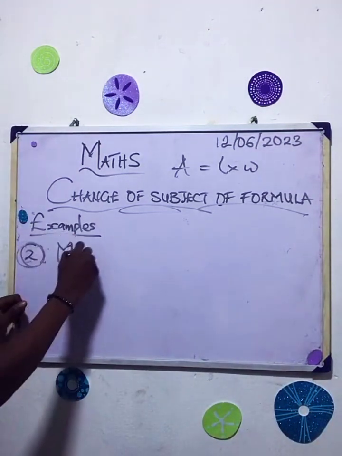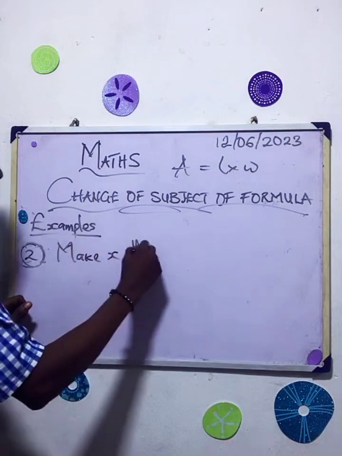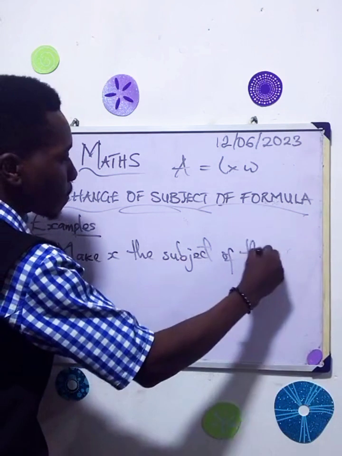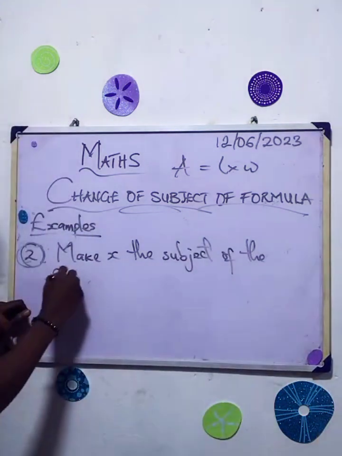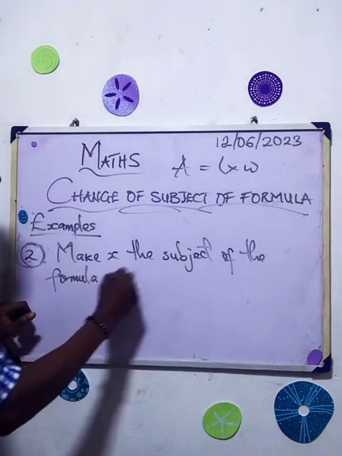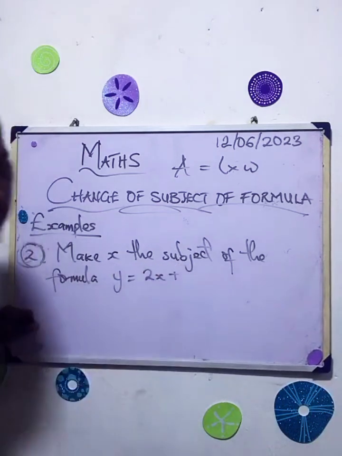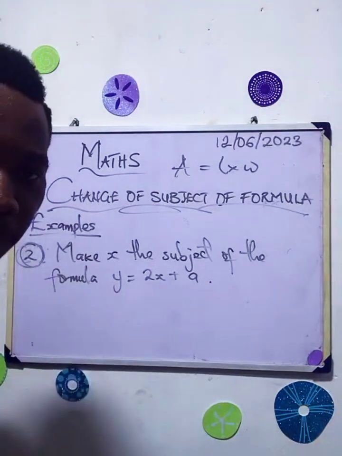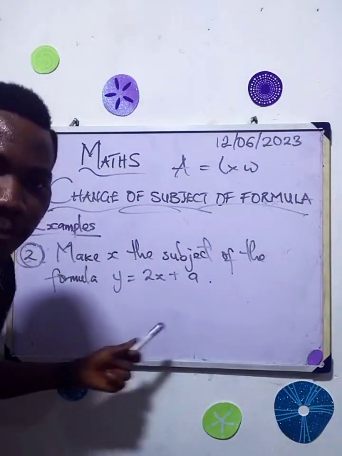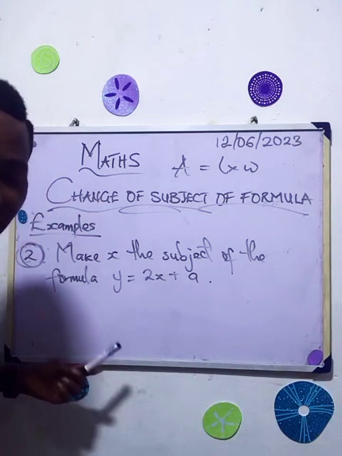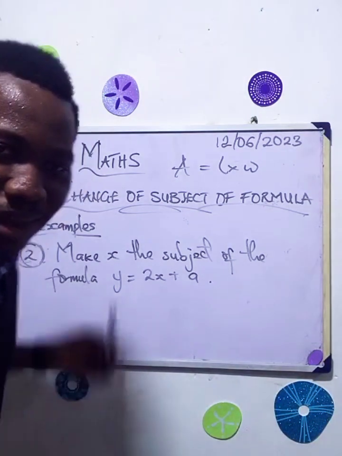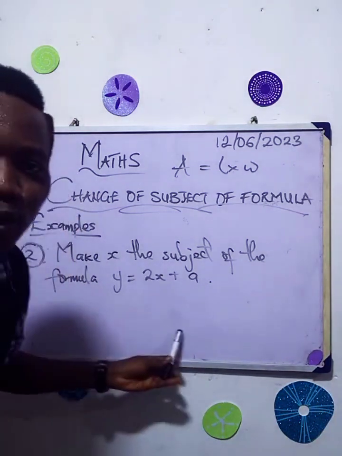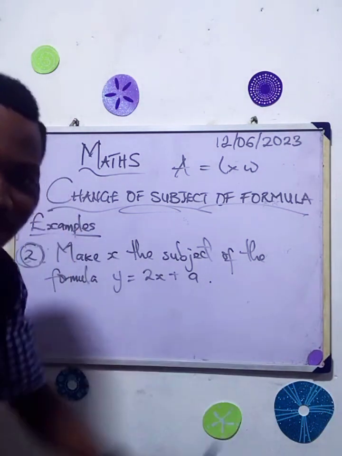Make x the subject of the formula. Y equals 2x plus a. Make x the subject of the formula y equals 2x plus a. Okay, let's continue. Probably you understand with the next one. So, y equals 2x plus a. Make x the subject of the formula.